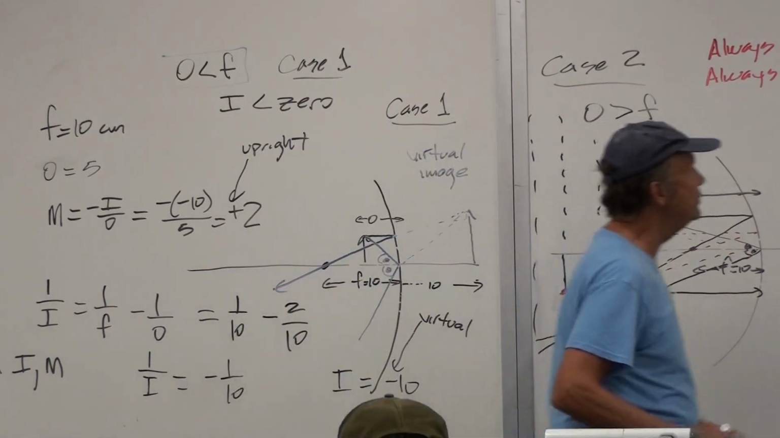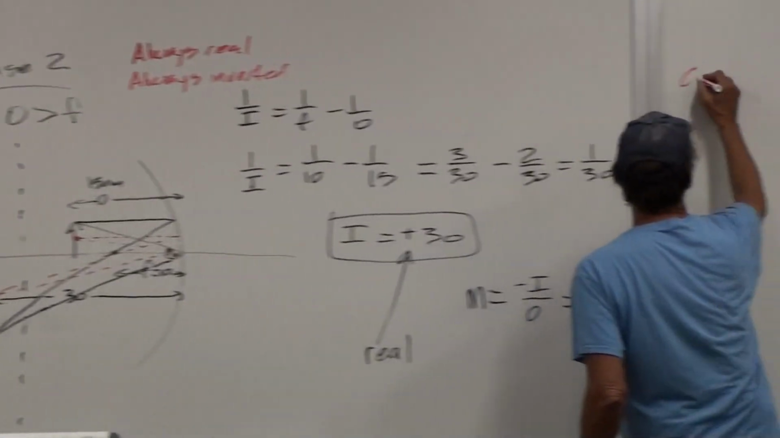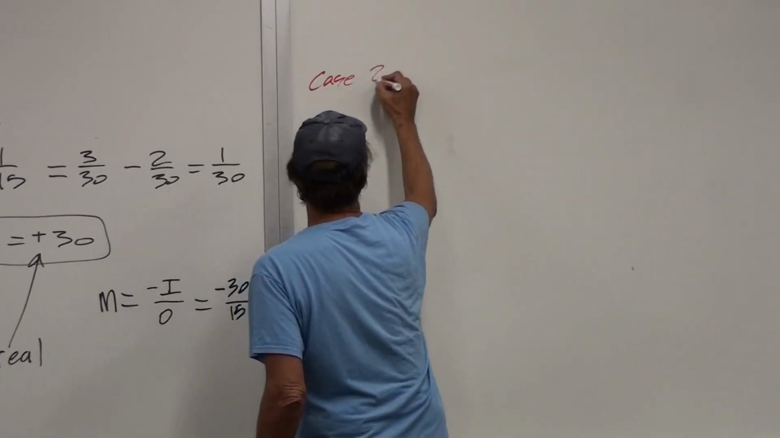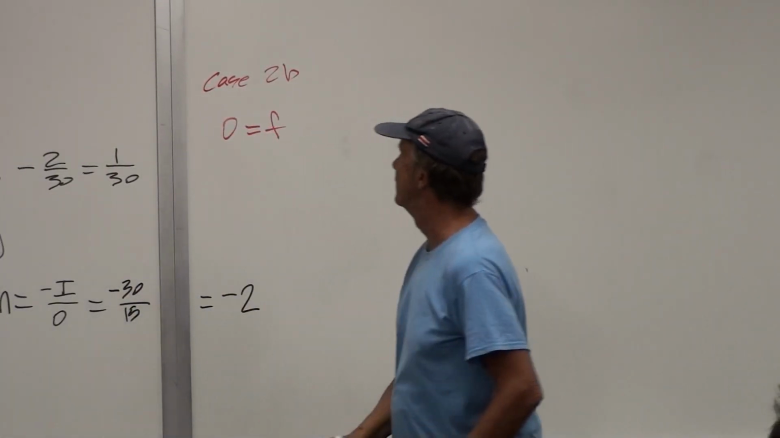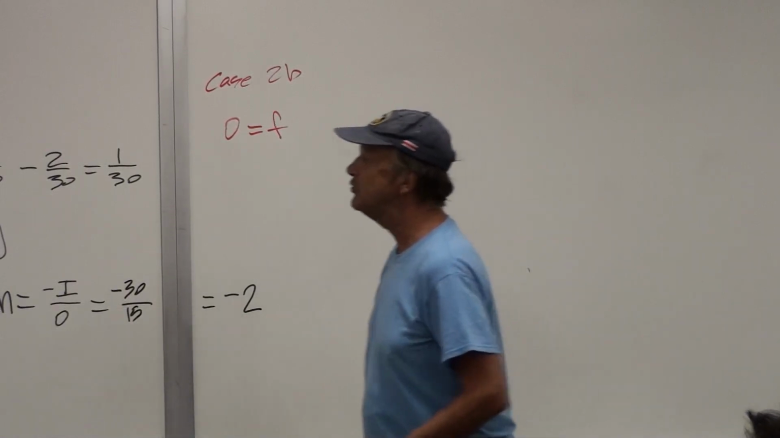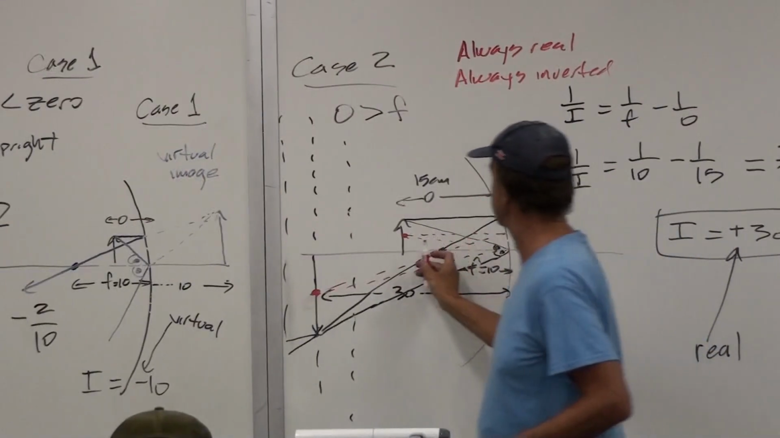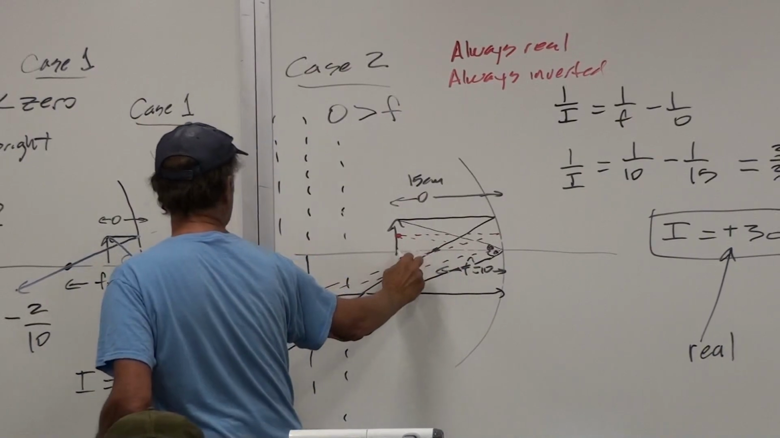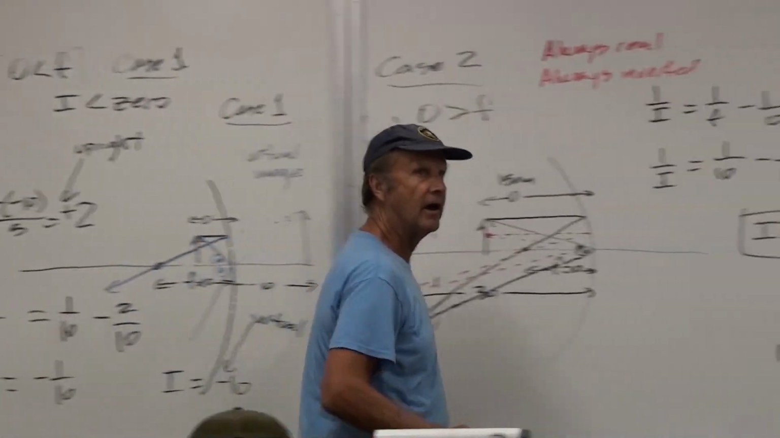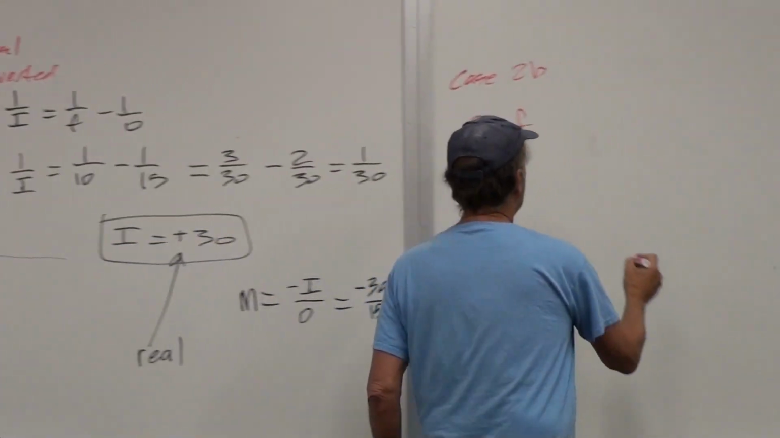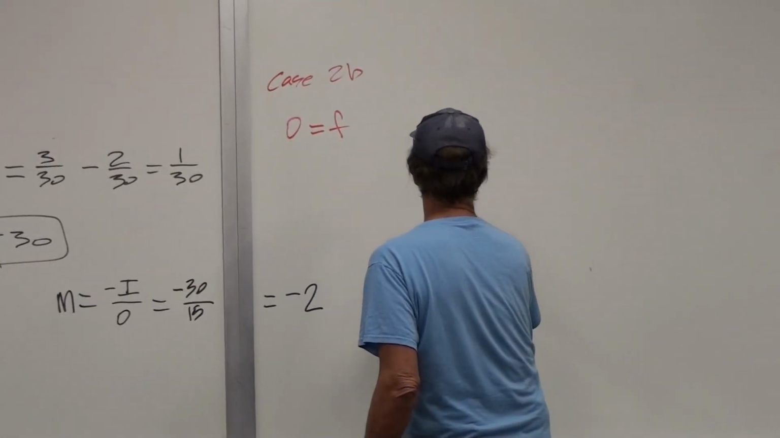Now there's a case 2b in which the object distance is equal to the focal length. Okay, so that's between these two. Here the object distance is greater than the focal length. Here it's less than the focal length, but what if it's right on the focal length? Well, then we have something that's kind of weird.